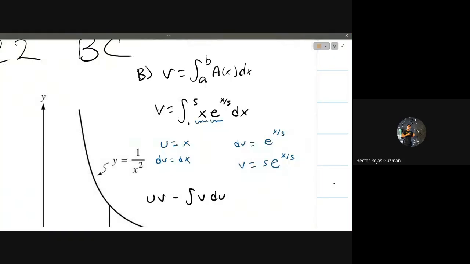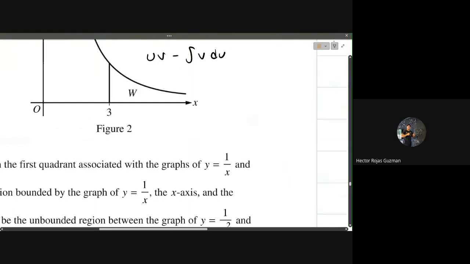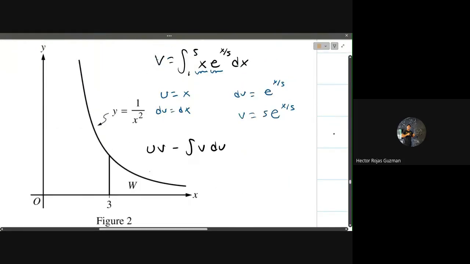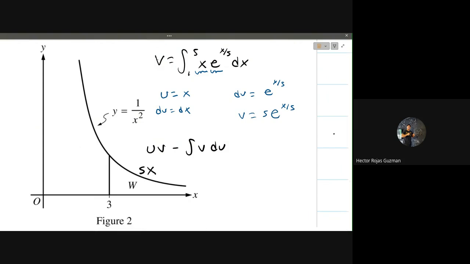I don't like it when it gets laggy like that. Oh my god. Okay. uv: I'm going to put the 5 in the front, 5x e to the x over 5. But that part still has to be evaluated from 1 to 5, minus the integral of v du. That was another point, the structure of integration by parts. And now just finish it.